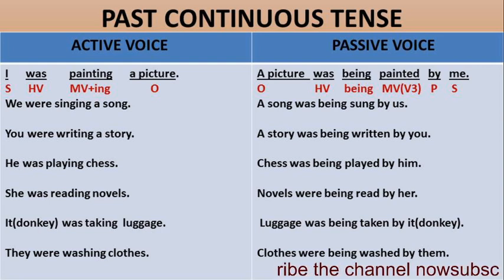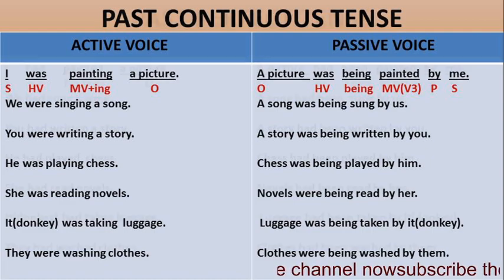You were writing a story. A story was being written by you. He was playing chess. Chess was being played by him. She was reading novels. Novels were being read by her. Here the object novels is in plural form, so therefore the plural helping verb is used there. It was taking luggage. Luggage was being taken by it. They were washing clothes. Clothes were being washed by them. This is all about the past continuous tense.